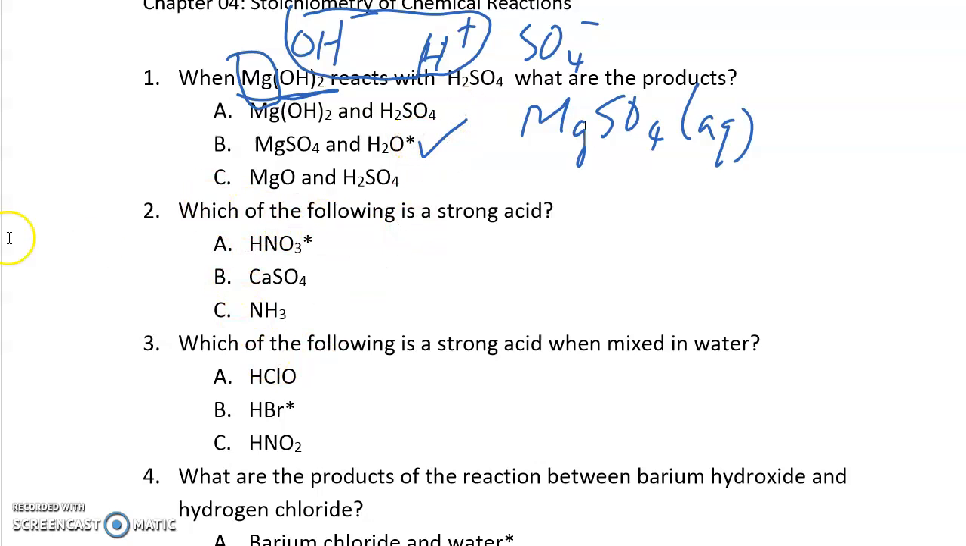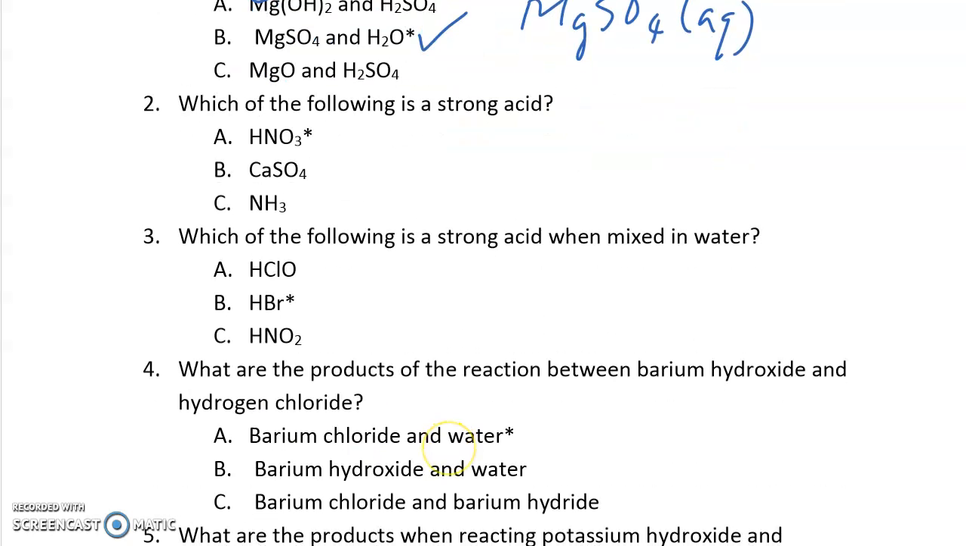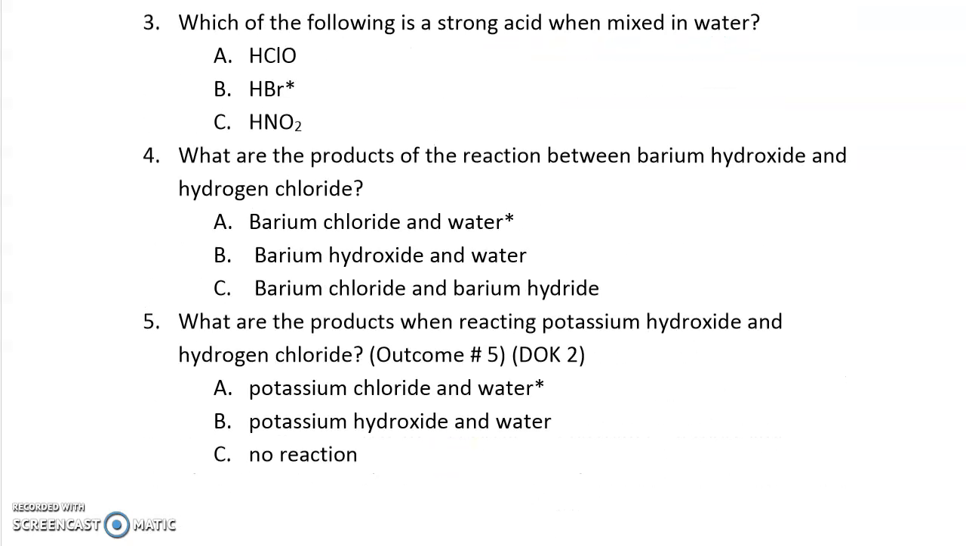Which of the following, number 2 now, is a strong acid? Well, of course, A over here will be the answer. And number 3, which of the following is a strong acid? Again, if it's one of the 6 strong acids, then it will be a strong acid. In this case, it will be HBr. All right, so I think you can do the rest if you follow the previous lecture that we just had.